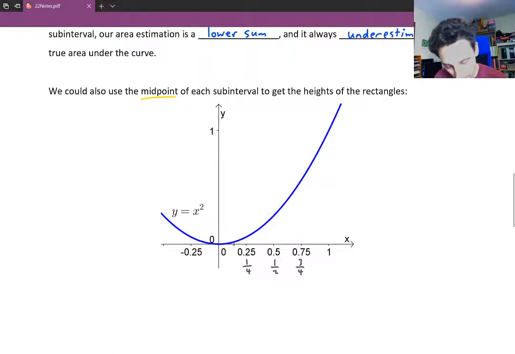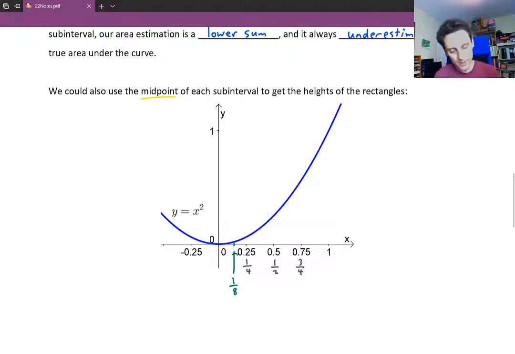Well, if you said 1/8, that would be correct. You can just take the average of these two. So take 0 plus 1/4 and divide by 2, and you get 1/8. There's the midpoint for that first subinterval. And that's the x value we're going to plug in to get the height of that first rectangle.